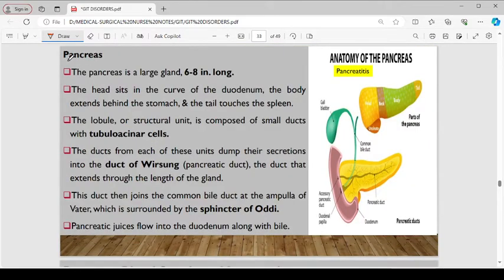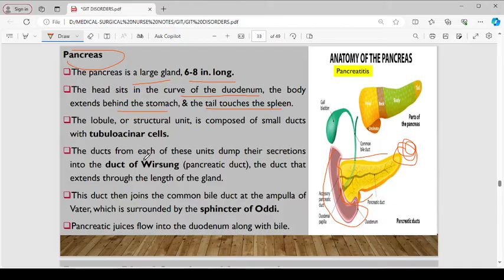The next accessory organ is the pancreas, which is a large gland about 6 to 8 inches long. The head of the pancreas sits in the curve of the duodenum, right? The body extends behind the stomach, while the tail will touch the spleen. So we have the spleen here, and then we have the duodenum here. You can see the head of the pancreas is just resting on the duodenum, right?